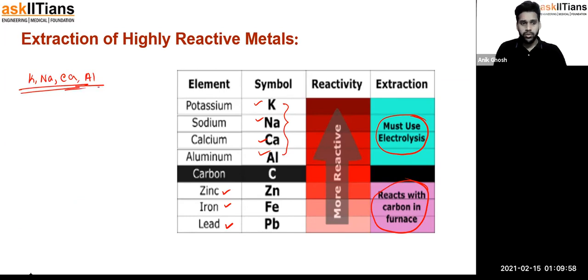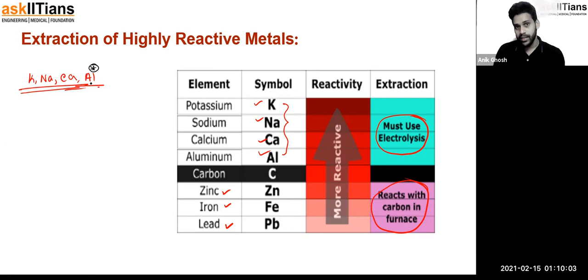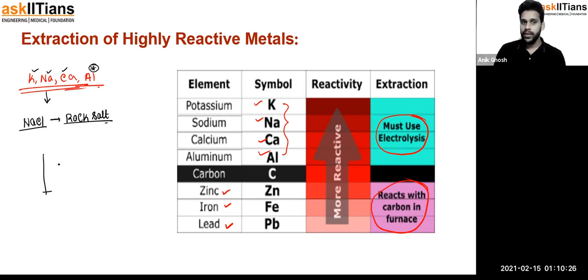Among them, the most important extraction method is for aluminium. We are going to learn about the extraction method of aluminium separately in this video only. And for potassium, sodium, and calcium, we are just going to use a salt of that, like Na comes as rock salt, which is NaCl, right? Now we are just going to take it for electrolytic reduction. I'm not teaching you, I'm just giving you the overview. And we are just going to take that NaCl, molten NaCl, in the beaker.